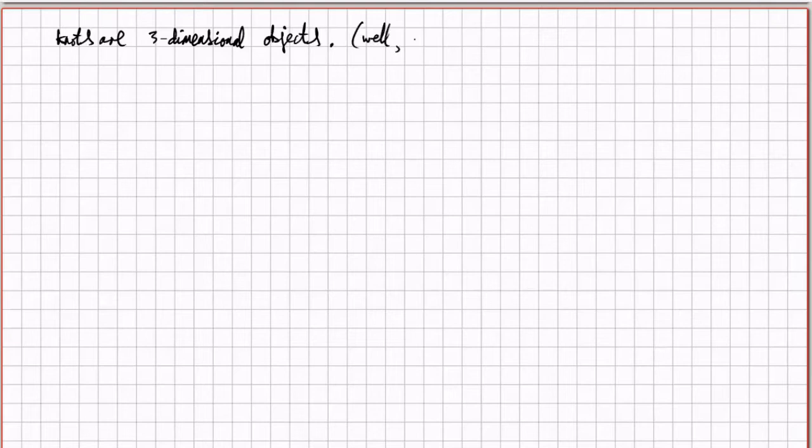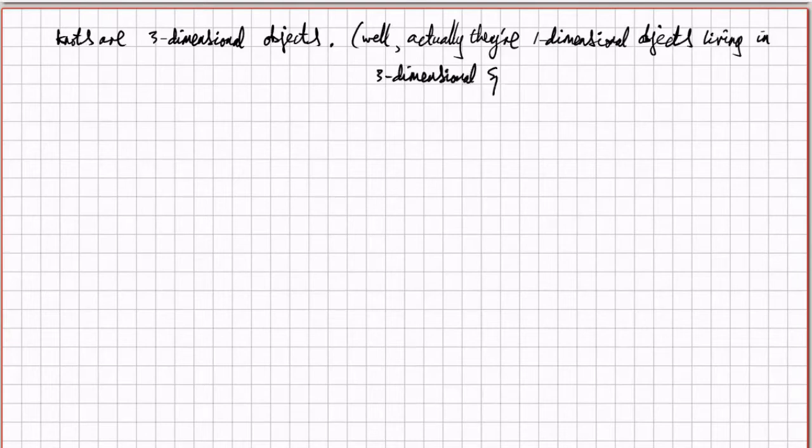Okay, so knots are sort of three-dimensional objects, although actually if you talk to a topologist, they'll probably be a bit pedantic about this and say that really knots are one-dimensional objects living in three-dimensional space. But essentially we're viewing them as something that lives in three-dimensional space.